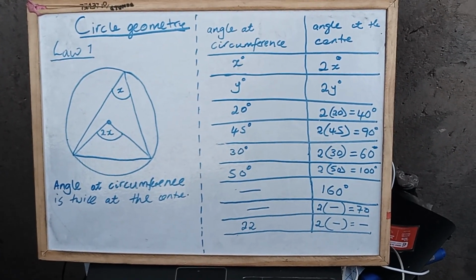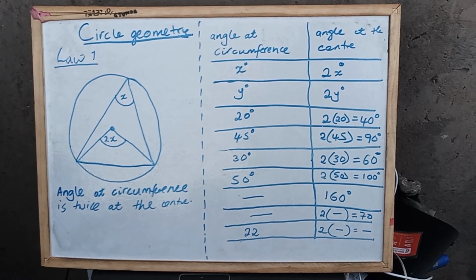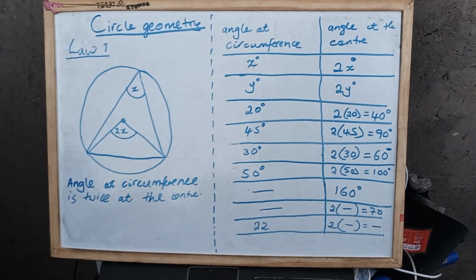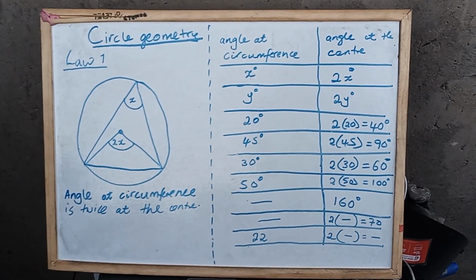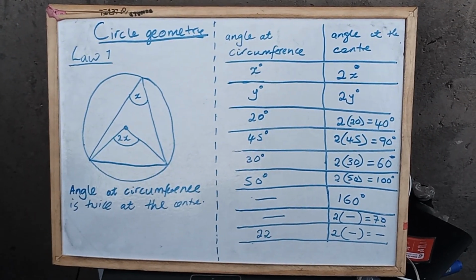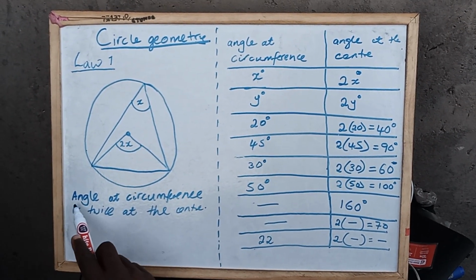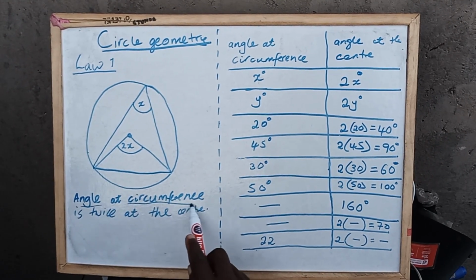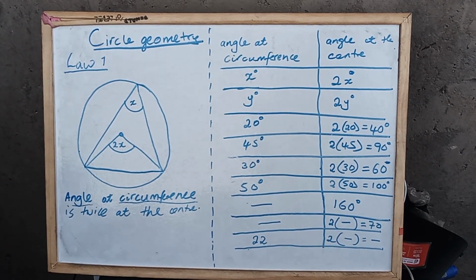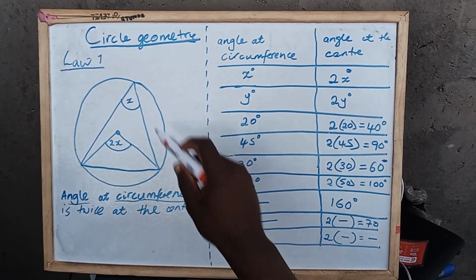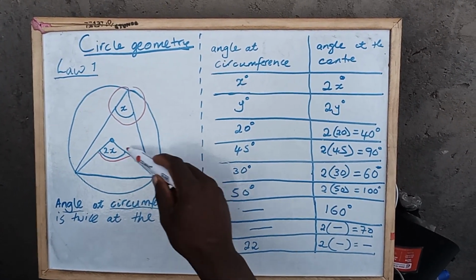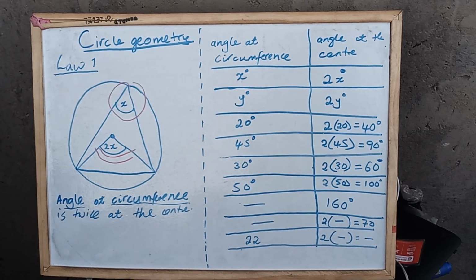Today's lesson is circle geometry, and circle geometry has some principles or laws. With me here is the first law of circle geometry. As you can see here, the principle states that the angle at the circumference, this one, is twice the angle at the center. This angle at the circumference is two times this angle. This is what the principle states.